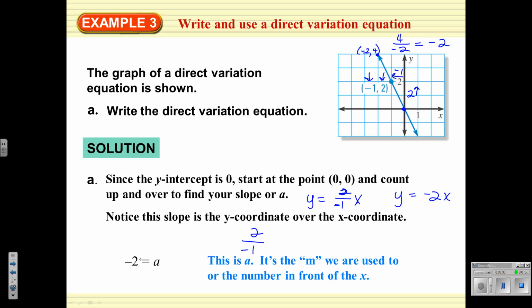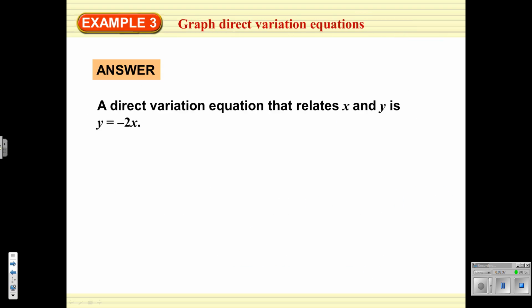All right, so there's my a, or my slope. We discovered that negative 2 is the a, or the slope, and it's the number in front of x, and we've already written the equation. So there's my direct variation equation. Y equals negative 2x, which is the same thing as what we decided, even the positive 2 over negative 1. Just so you know, these are the same thing. Okay?